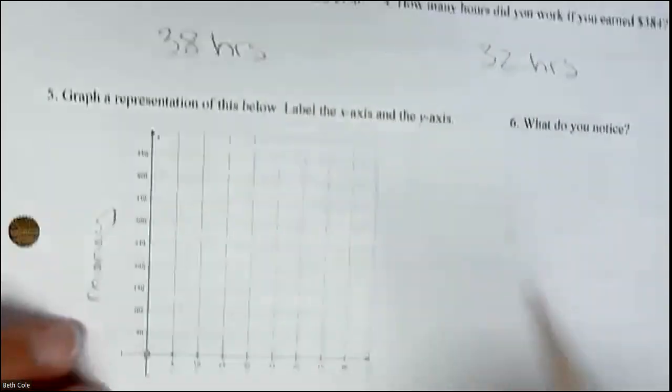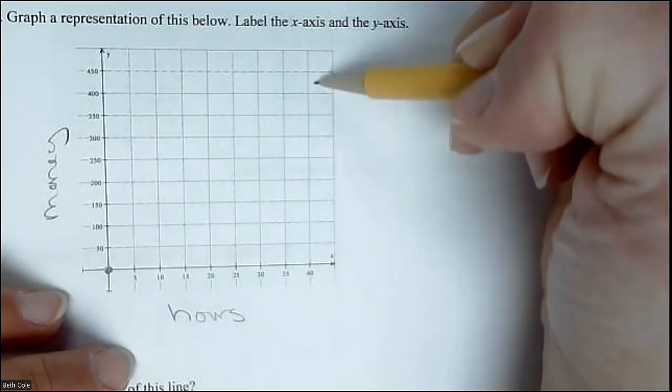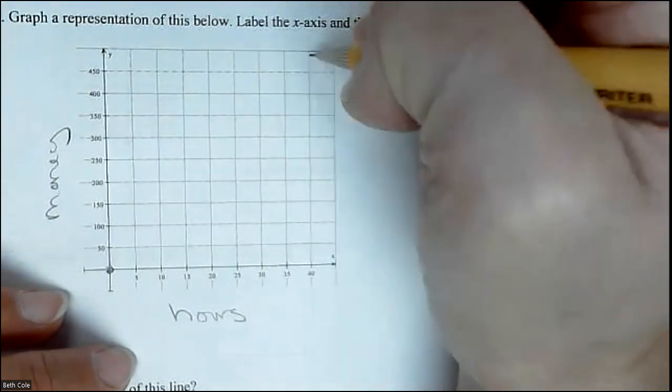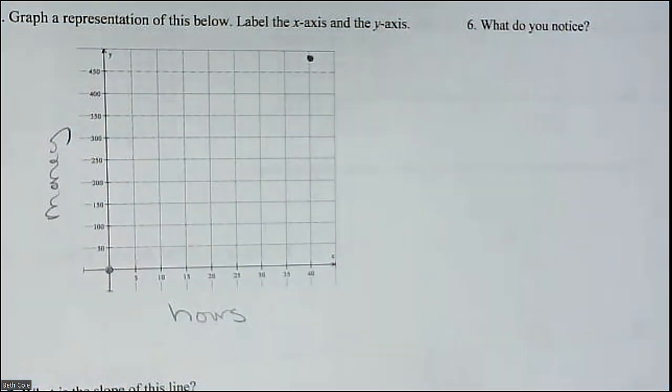All right, so let's plot the points that we had. When we worked 40 hours, we made 480. So do you see how I have 40 right here? I'm going to go up to 480. That would be right about there at the top. And put that point.